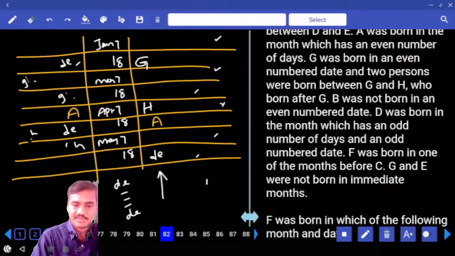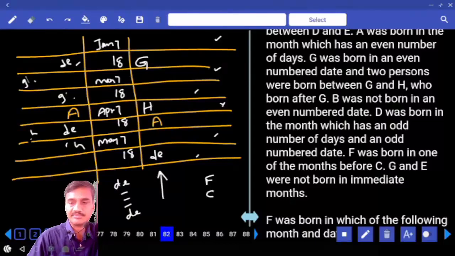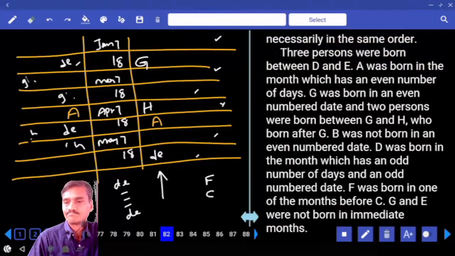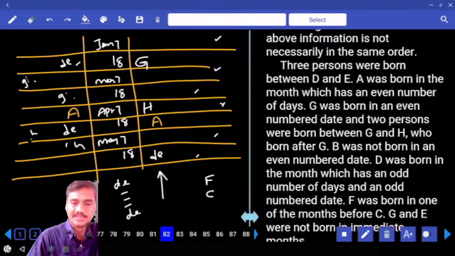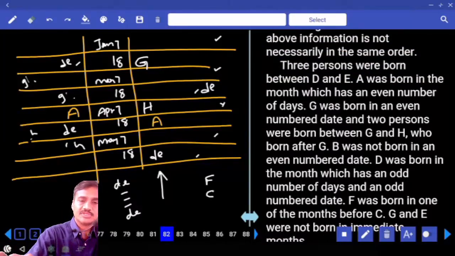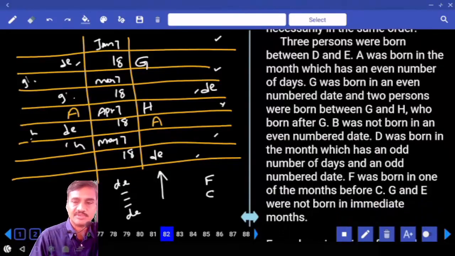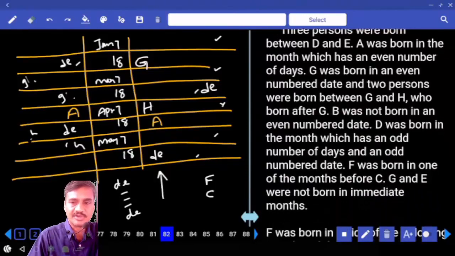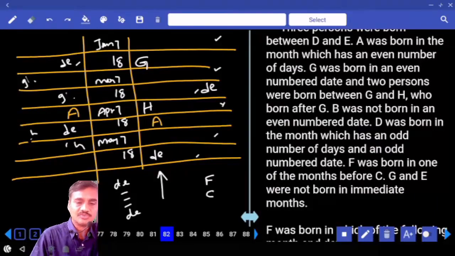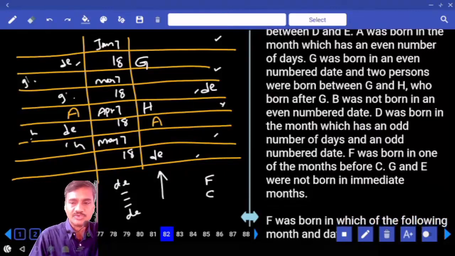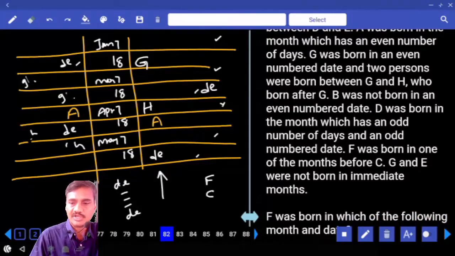F was born in one of the months before C. And G and E were not born in consecutive days, immediate months. And 3 in between D and E. With 3 in between D and E, can D and E be here or not? 3 in between D and E. A was born in the month which has even number days. And next one, G was born on an even number date. And 2 persons between G and H. H was born after G. B was not born on an even number date. B must be odd number. B is odd number date.